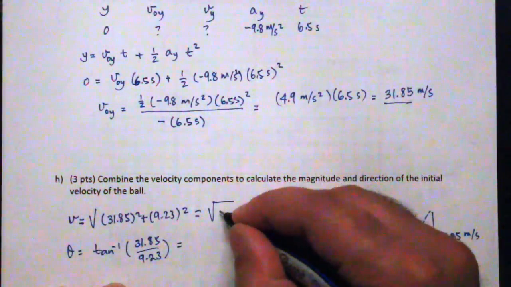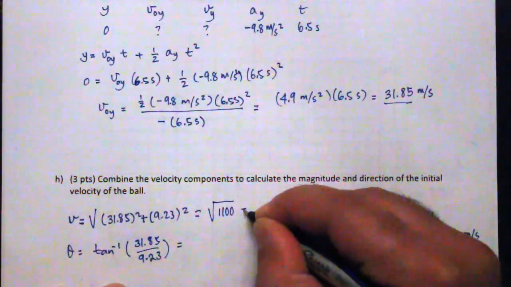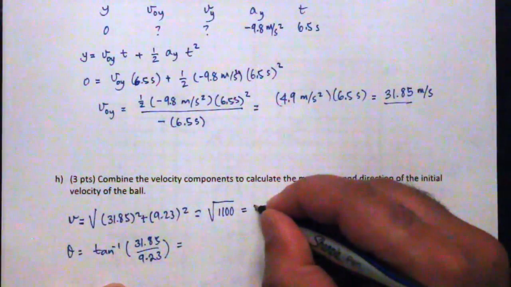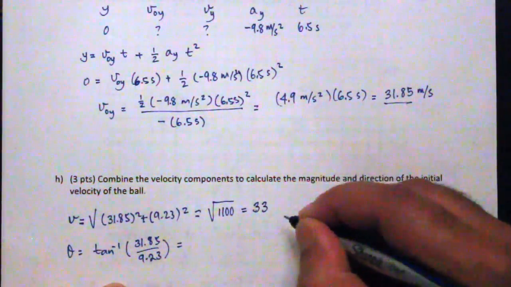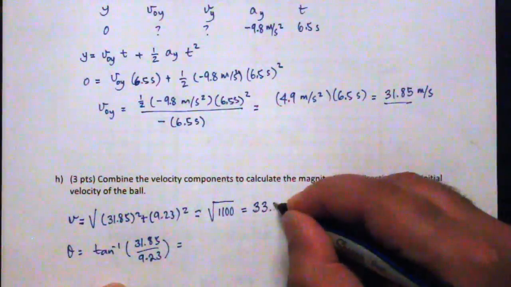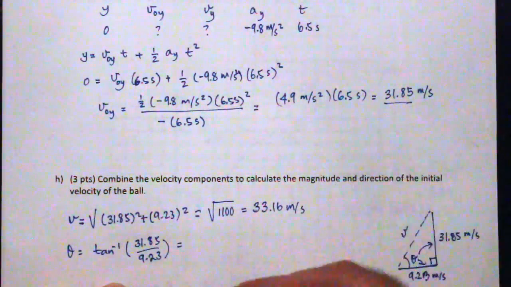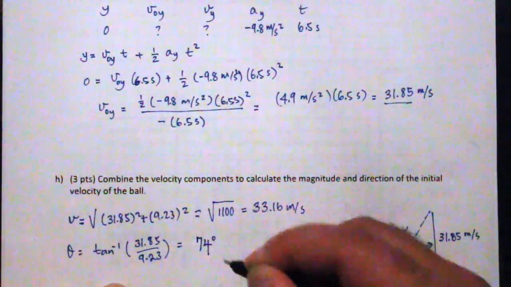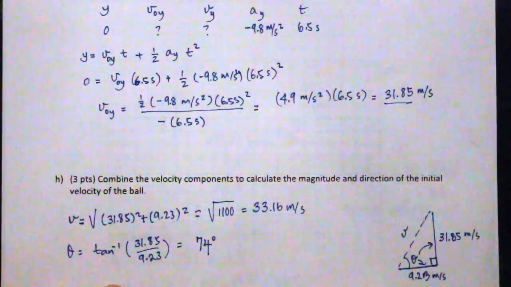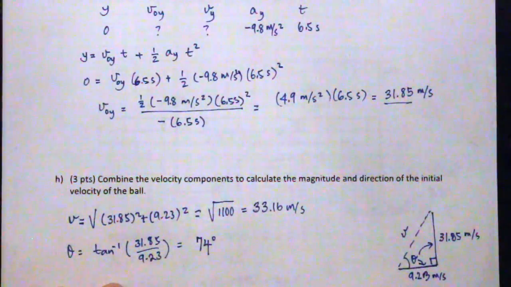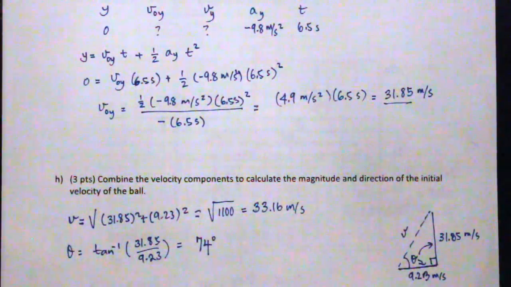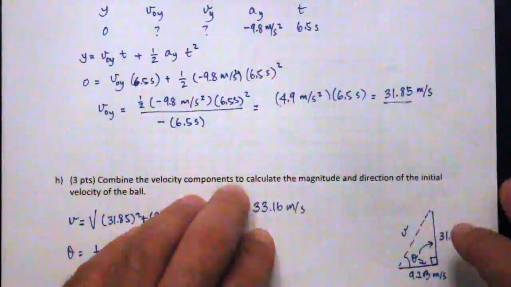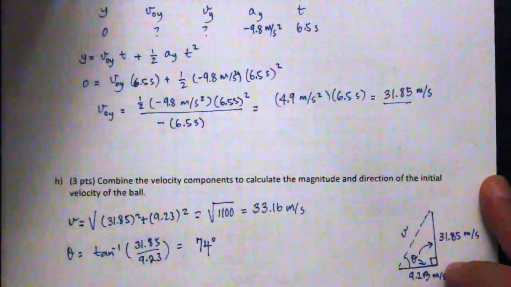This one will be square root of 1100, which is roughly 33. And this one will be 74 degrees. And this concludes the calculation for this question. The only thing that's left is to do the graphs.